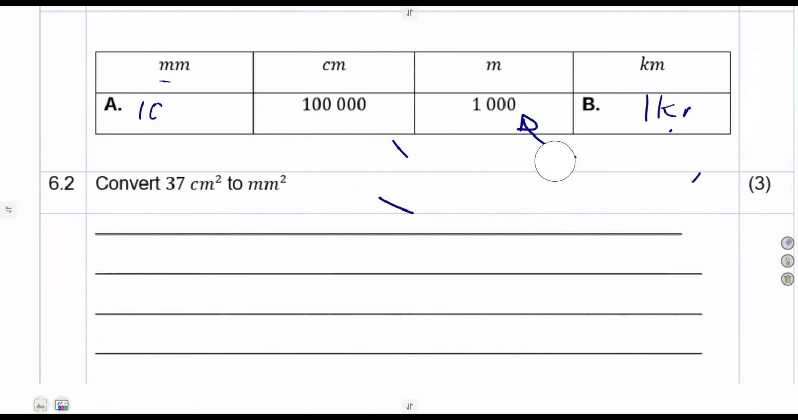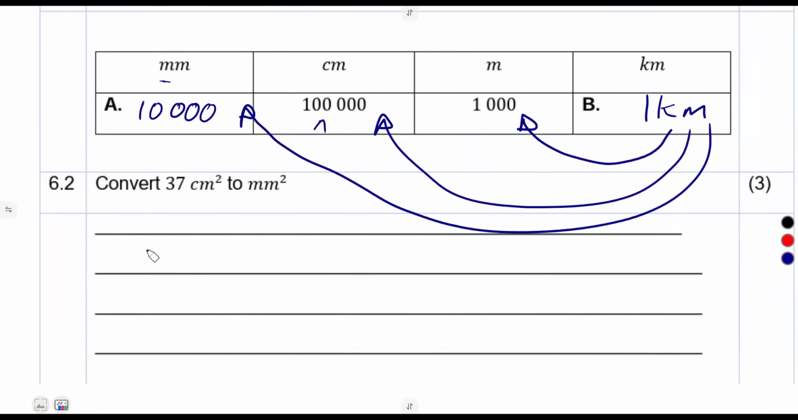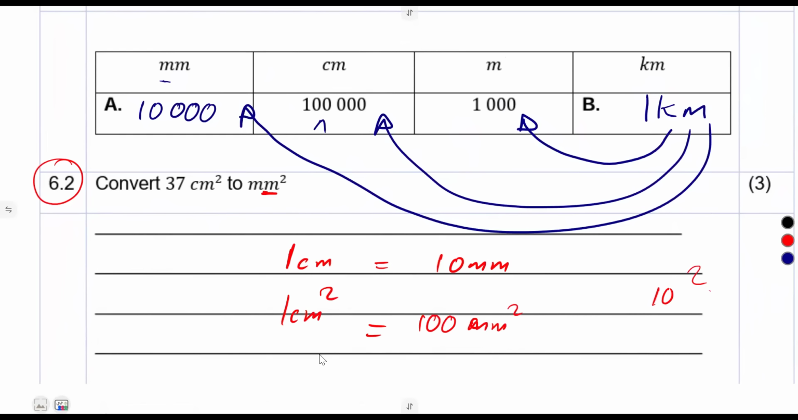This time it's a conversion to millimeters. All right, let me just leave this one. To square millimeters. 1 centimeter is equivalent to 10 millimeters. We know that. What about a square centimeter? You must square 10 squared, which is 10 times 10, which is what? 100 square millimeters. So when I'm given 37 square centimeters, what about to square millimeters?